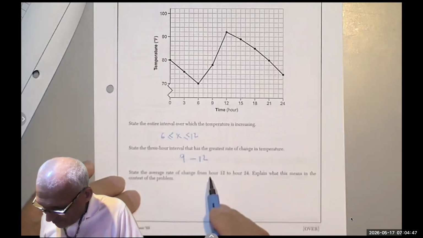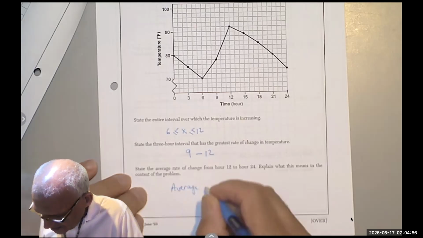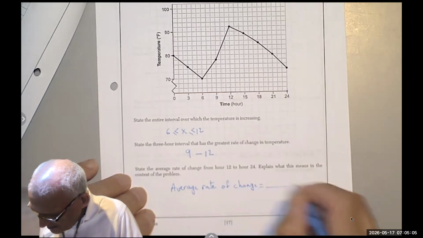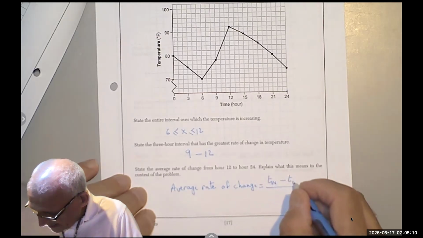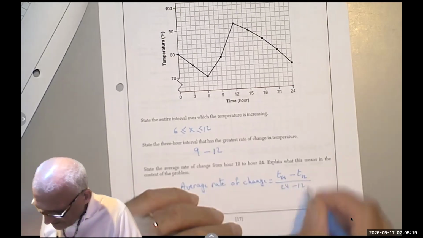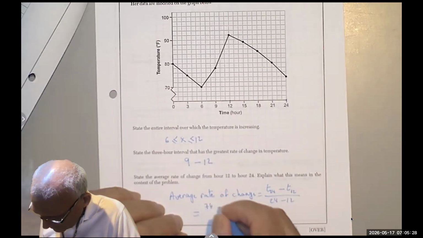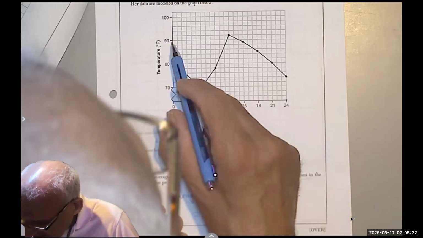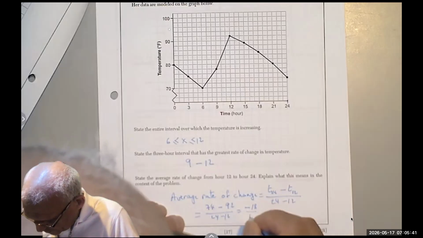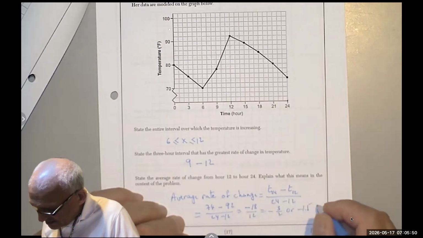State the average rate of change from hour 12 to hour 24. So I know that average rate of change between 12 and 24 equals the temperature at 24 minus the temperature at 12, because you go from first to last, divided by 24 minus 12, equals. At 24, if this is 70 and it goes up by 2, so that's 74, minus, at 12, it's 92, over 24 minus 12. This is negative 18 over 12 equals negative 3/2 or negative 1.5 degrees Fahrenheit per hour.